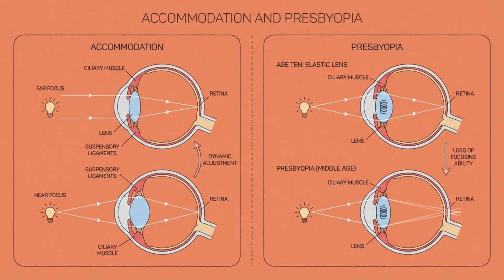The lens at age 10 is remarkably elastic, able to change its curvature with great speed and range. By middle age, that elasticity has declined considerably. The lens grows stiffer throughout life, and eventually the ciliary muscle can no longer deform it sufficiently to focus on close objects. This is presbyopia, the near-universal age-related loss of close focusing ability. It is not disease. It is the mechanical consequence of a lifetime of use.